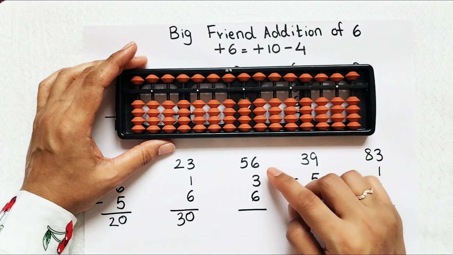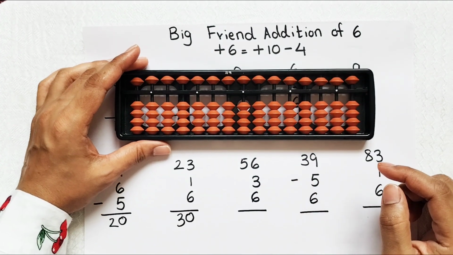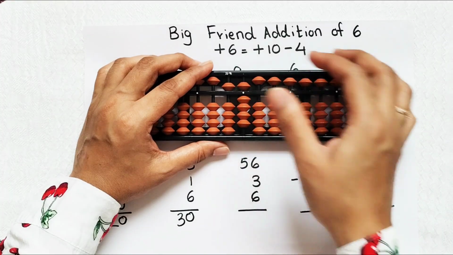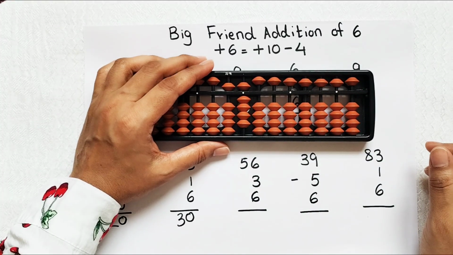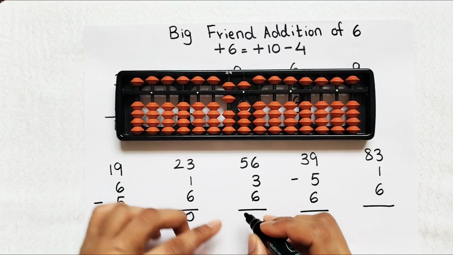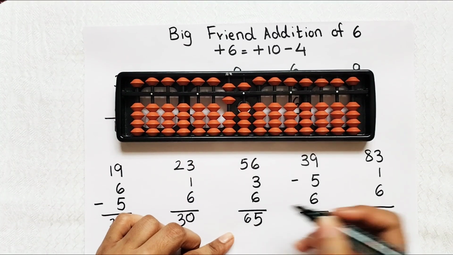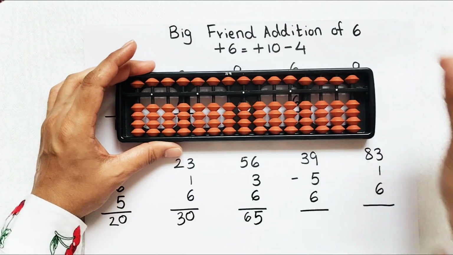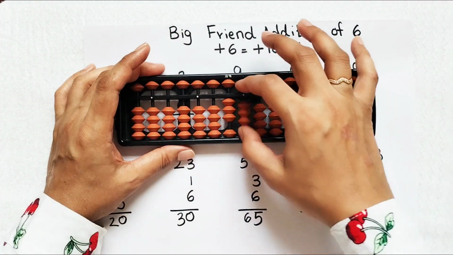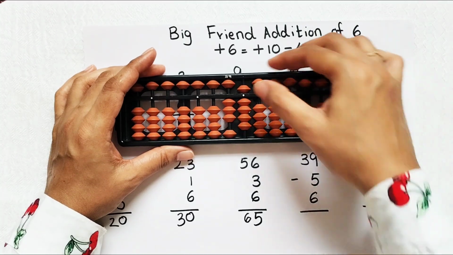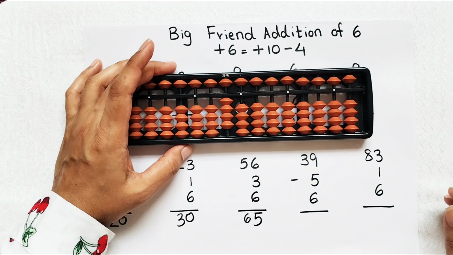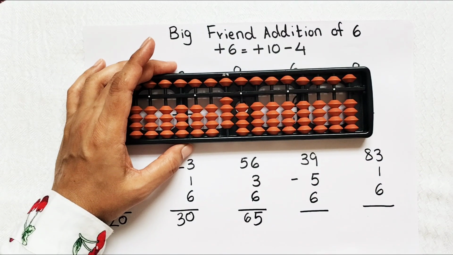Next. 56, add 3, add 6. Add 6 is add 10 less 4. My answer is 65. Next one. 39 less 5. Add 6. Add 10 less 4. My answer is 40.